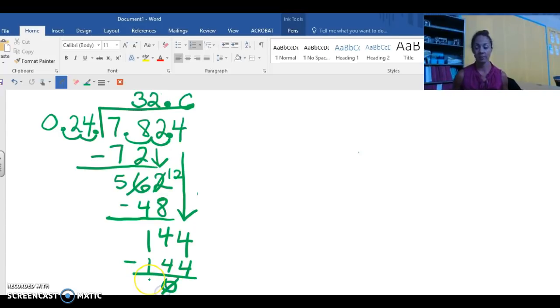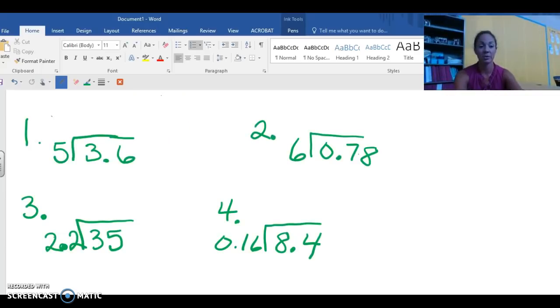And that's it. All right, so I'm going to give you 4 problems to do in your math binder. You're going to do these ones on your own. You need to show every step of your work. 2 of them will be dividing with whole numbers, and the other 2 will be dividing decimals by decimals. All right, here are your 4 problems to do in your math binder.